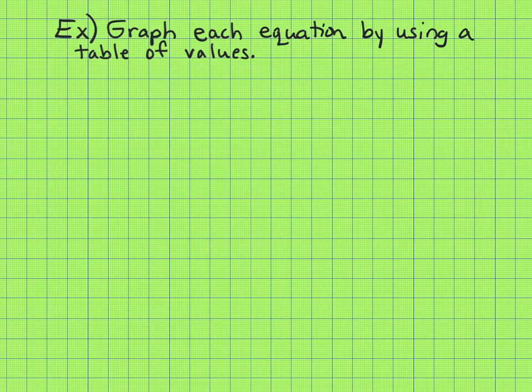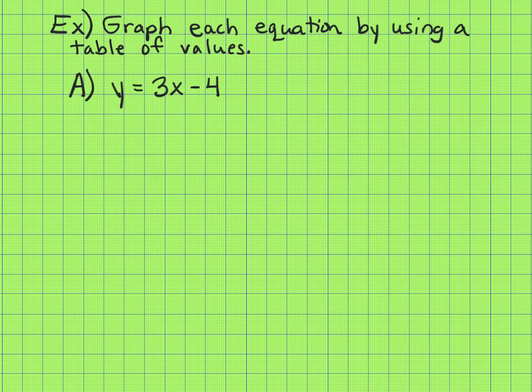For our example, we're going to graph each equation by using a table of values. So we're given equation A, y equals 3x minus 4. And we want to take this equation, create a table of values, and then use those values, which we could write as ordered pairs, to graph the equation.